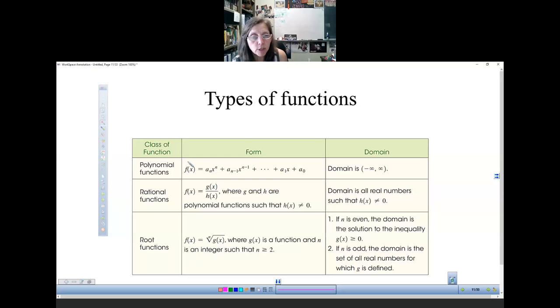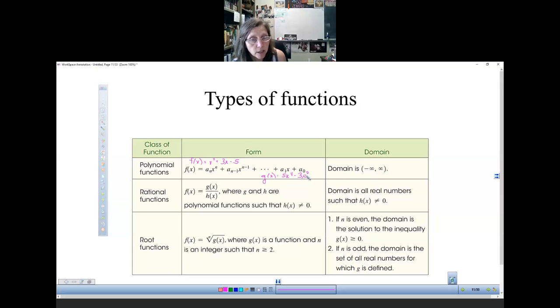For a polynomial function, the domain is going to be any real number. Essentially, this is what we've been looking at, okay? Polynomial functions are things like f of x equals x squared plus 3x minus 5, or g of x equals 5x to the 4th minus 3x squared.